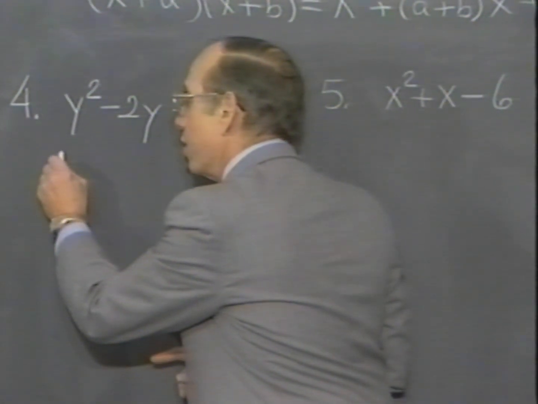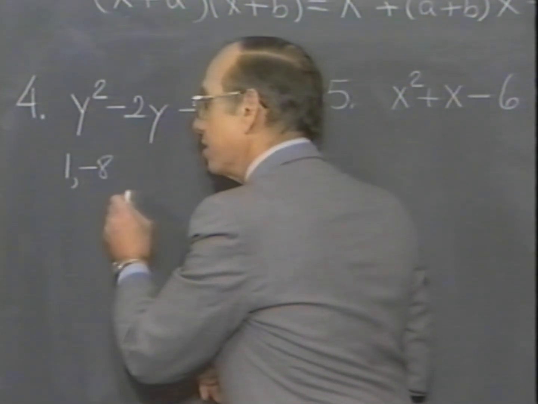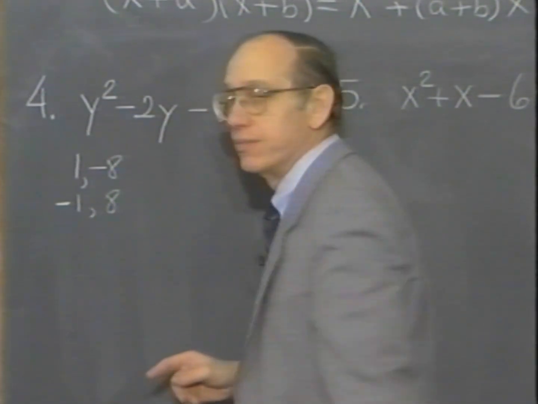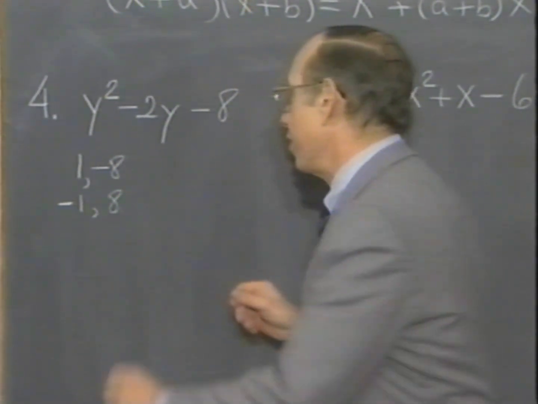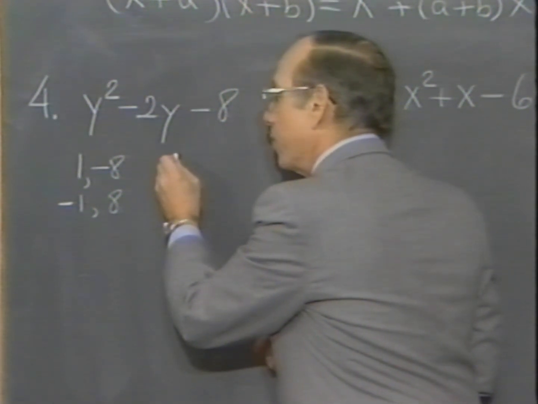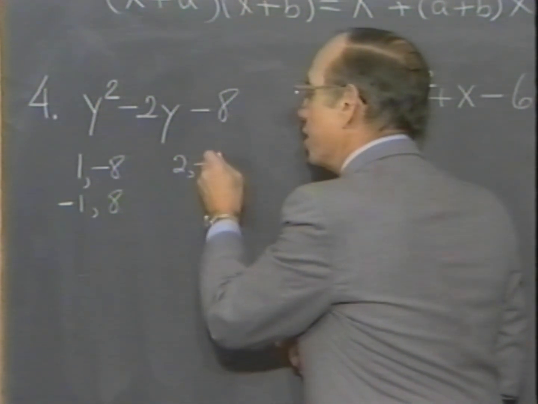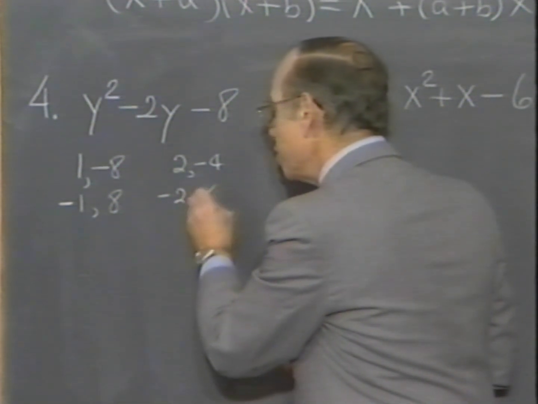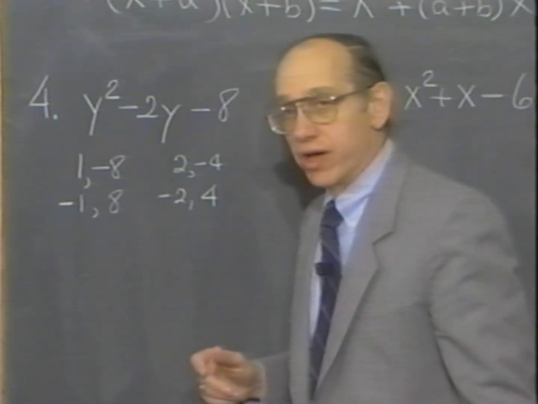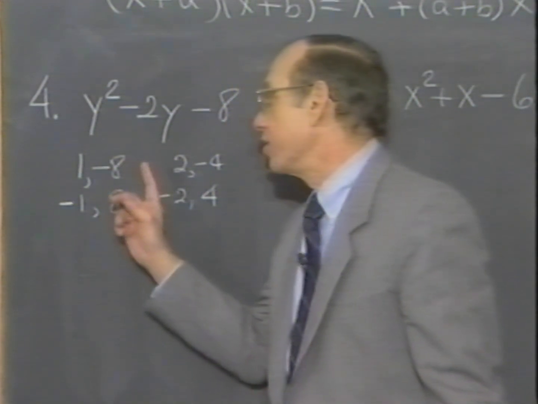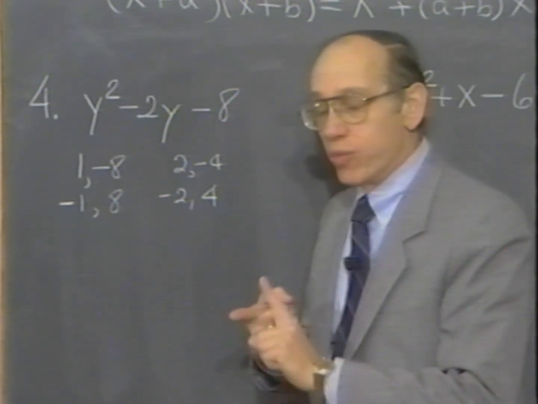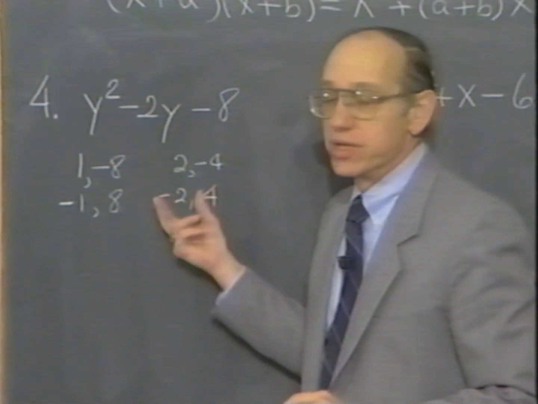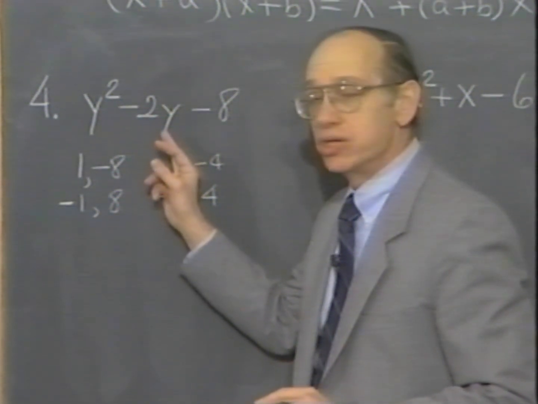Well, you could have 1 times minus 8. You also could have minus 1 times 8. Or you could have, what else for minus 8? Well, you could have 2 times minus 4. Or you could have minus 2 times plus 4. Is there any other possibility? I don't think so. I think we've got them all. And now, remember what the other condition is. The other condition is that when you add these two numbers, they have to add up to minus 2.